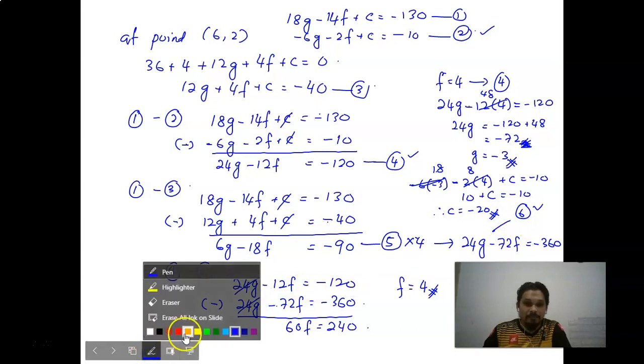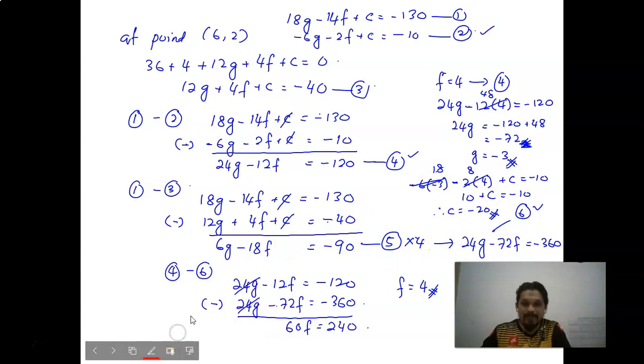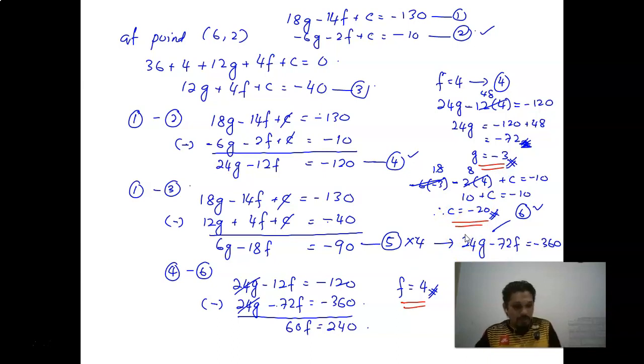Okay, class, don't write like this in your examination. So this part, bring to the other page. So now f equal to 4, g equal to negative 3, and c equal to negative 20. That's it.